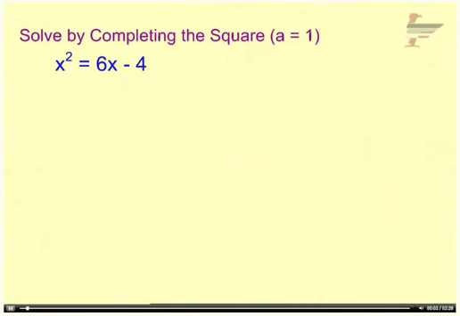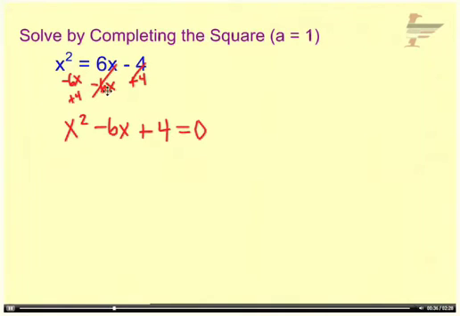Solve by completing the square with our a value equal to 1. Anytime we're about to complete the square, we want to make sure that we are in standard form, which, looking at this equation, x squared equals 6x minus 4, let's get everything on the same side. So we're going to go ahead and subtract 6x from both sides, and then we can go ahead and add 4 to both sides also, so we will be left with the 0. So we're looking at x squared minus 6x plus 4 equals 0.